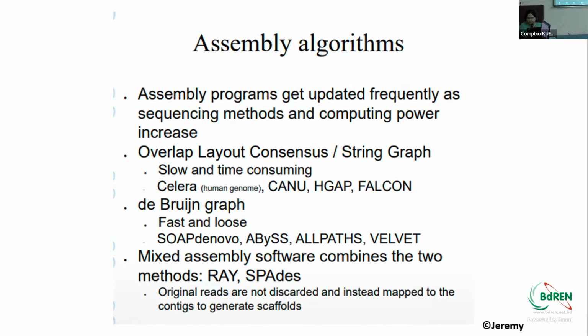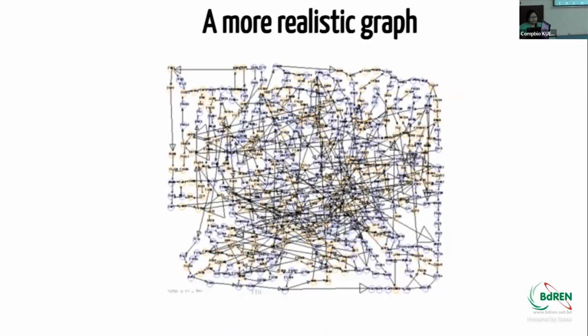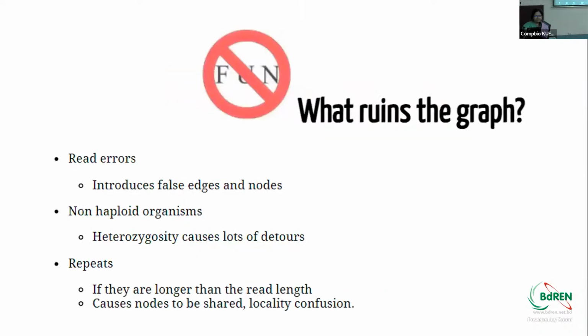Original reads are not discarded and instead mapped to the contigs to generate the scaffold. When the software actually does the assembly process, a more realistic graph will look like this, but we may not need to go through this because this is more inhuman for us.